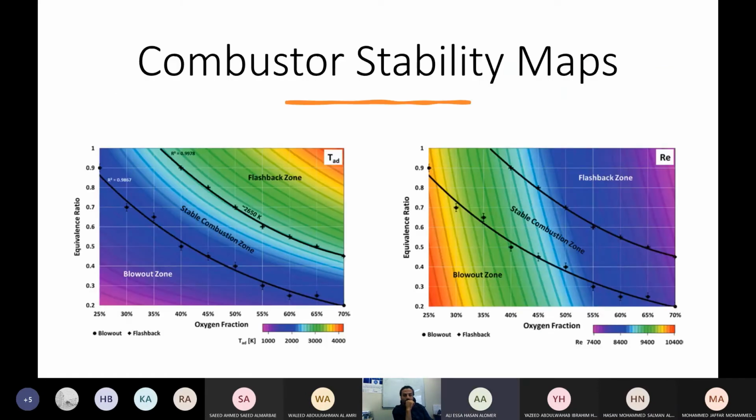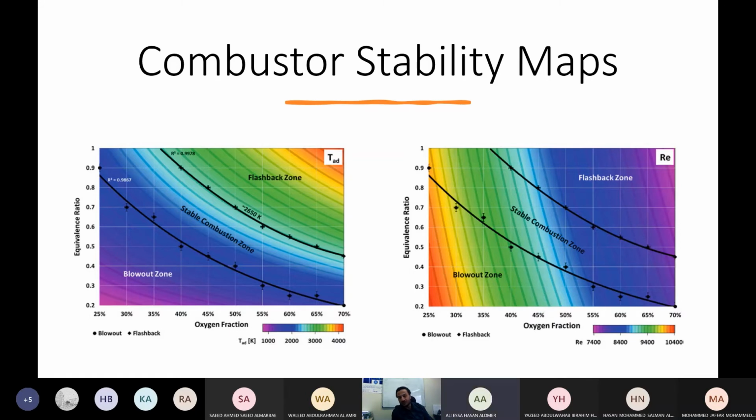So the combustor stability maps, there are 4 of them made in the book. They are basically the oxygen fraction against the equivalence ratio. They are trying to see the effect of those, plotted against the contours of adiabatic flame temperature, Reynolds number, and power density. Here, if you look, our target of testing this burner is to generate this stability map. This stability map, as you can see, has two lines.